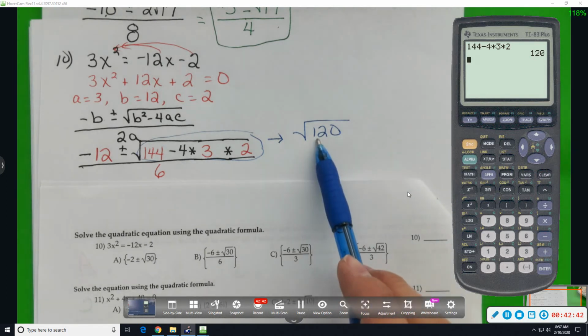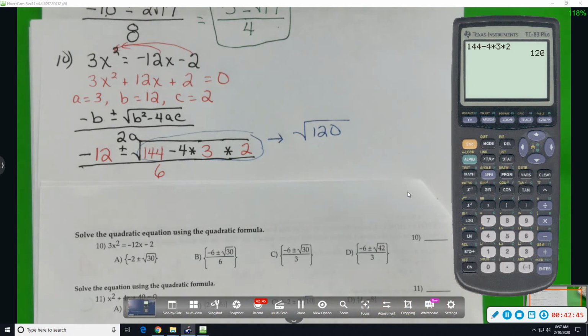Can I simplify square root of 120? Well, there's no 120 under a square root in any of the answers. So I see 30's under the square root and 42. Which one should I try first to see if I can get a perfect square? Yeah, 120 divided by 30.